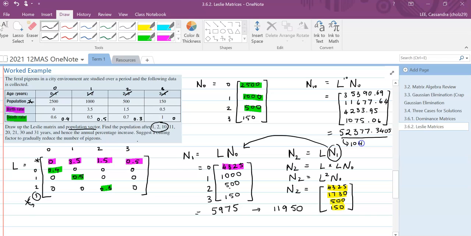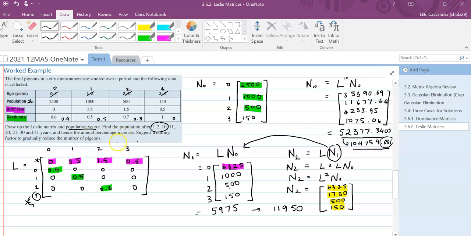When we double that, we get 104,754.681. So that's our total population. Now that we've got our total population, I'm going to do my rounding, and this is going to minimize any rounding errors. We can't have 0.681 of a pigeon, so I would round this down to 104,754 total pigeons. If you wanted to, you can go ahead and find the annual percentage increase.